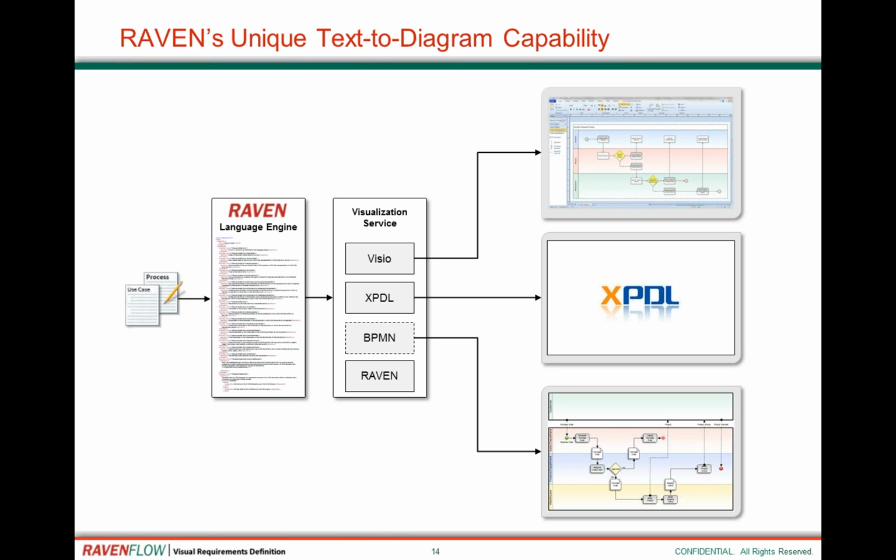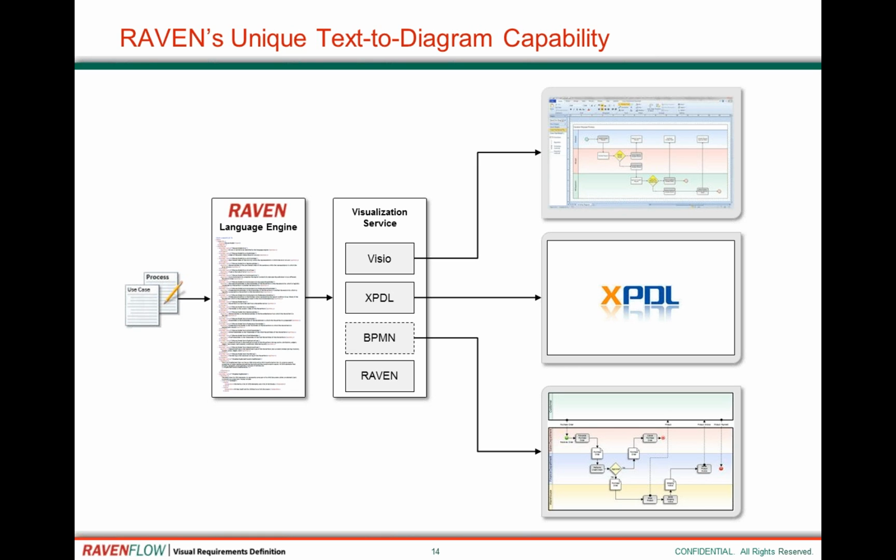Today the focus is on Visio. There's also an ability to take away a process diagram in XPDL format, XML process description language, for those that are leveraging a BPM platform from any number of vendors, whether it's Pegasystems or Appian or Global 360, a number of vendors. XPDL is a common process interchange standard that you can actually get from Raven as well in the cloud.